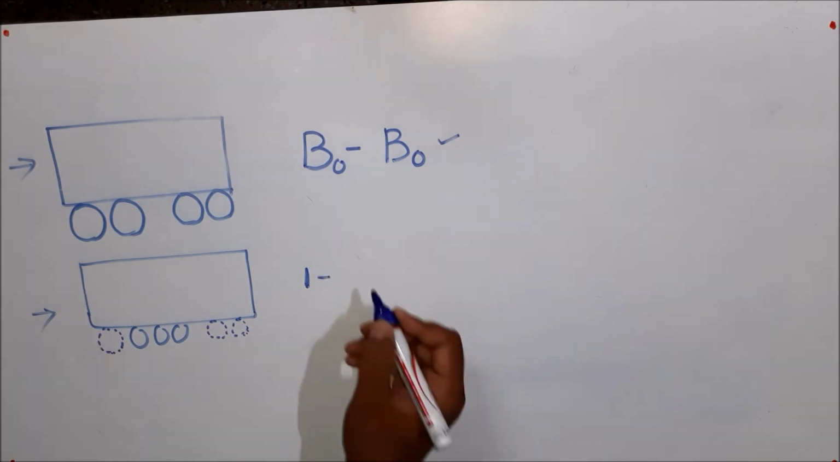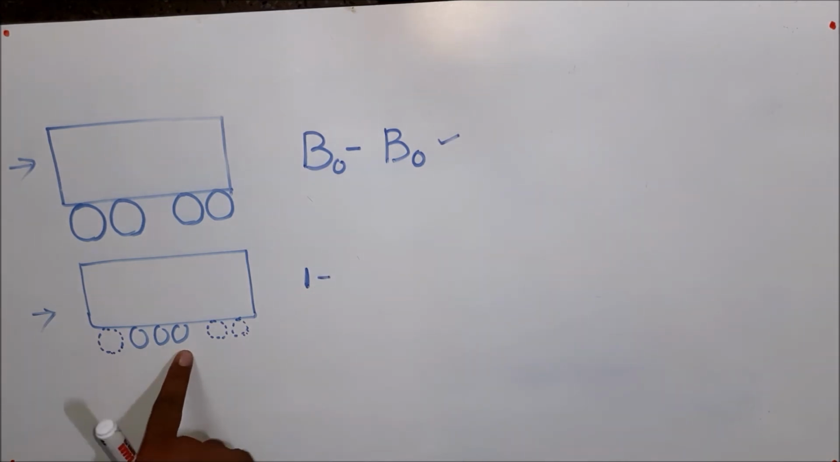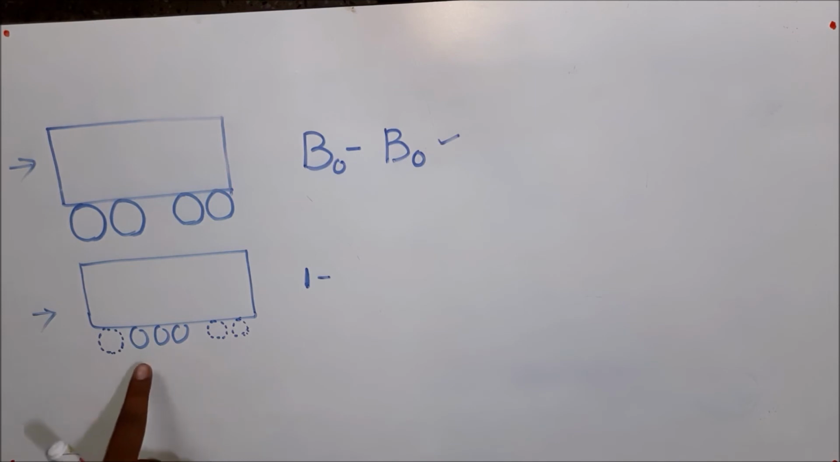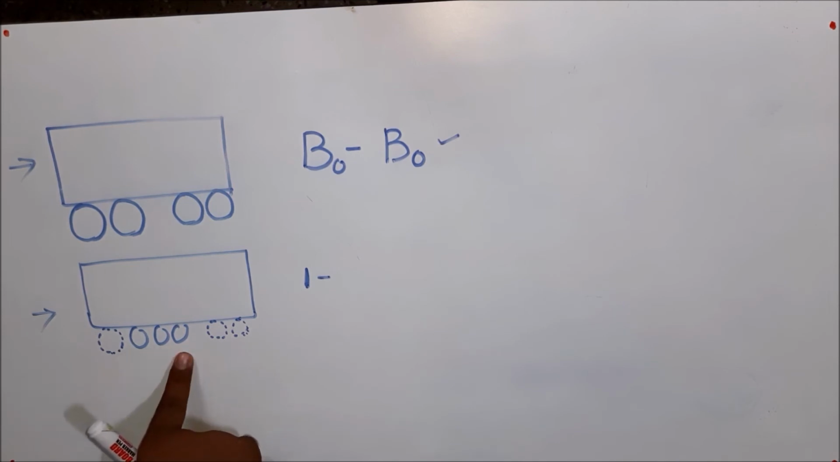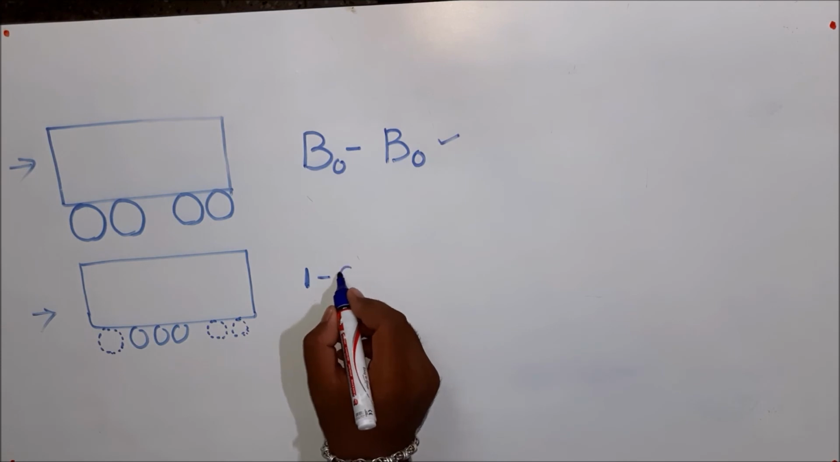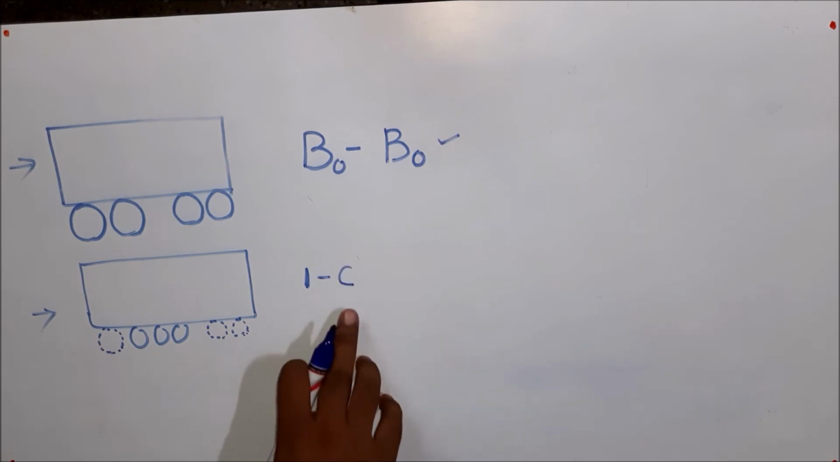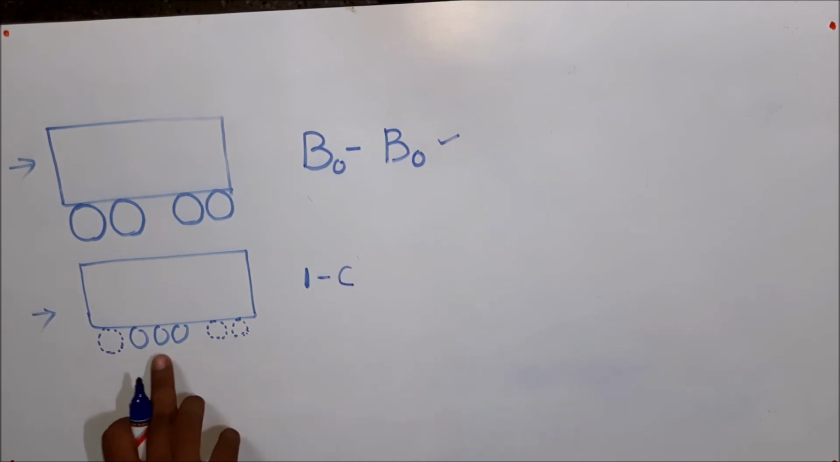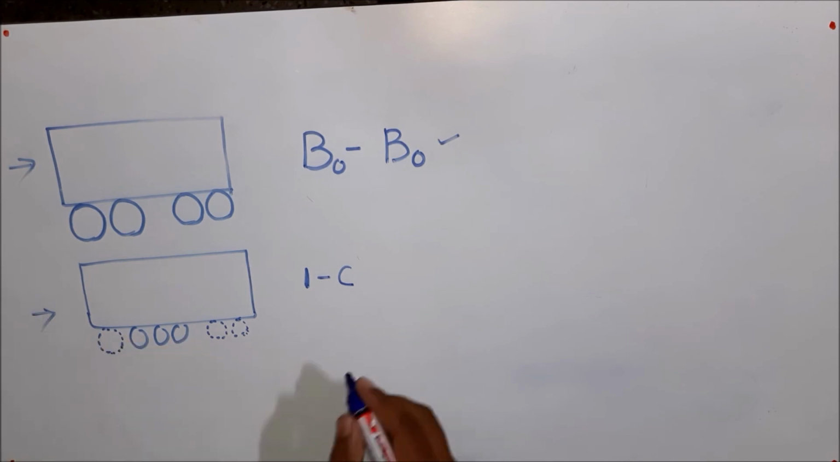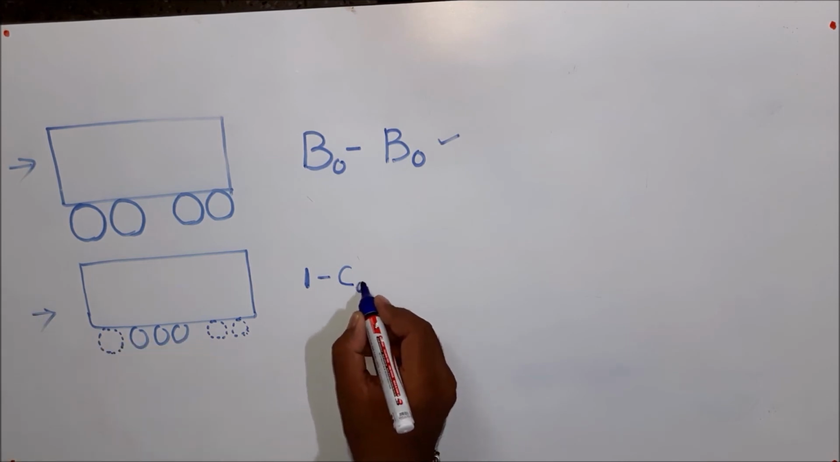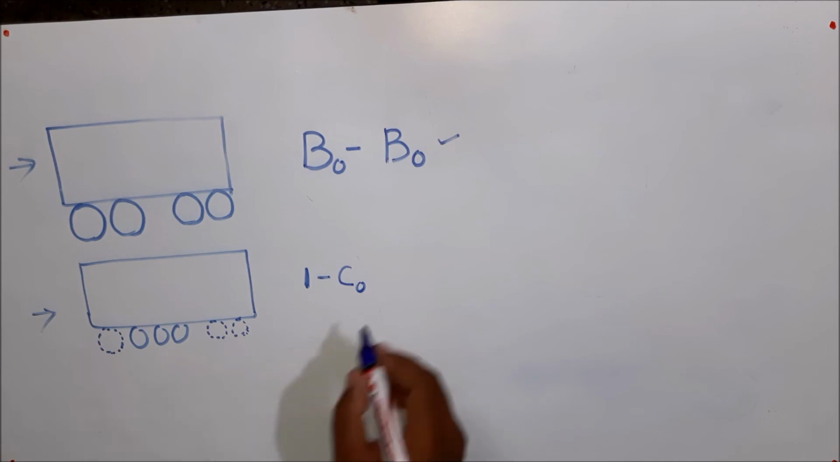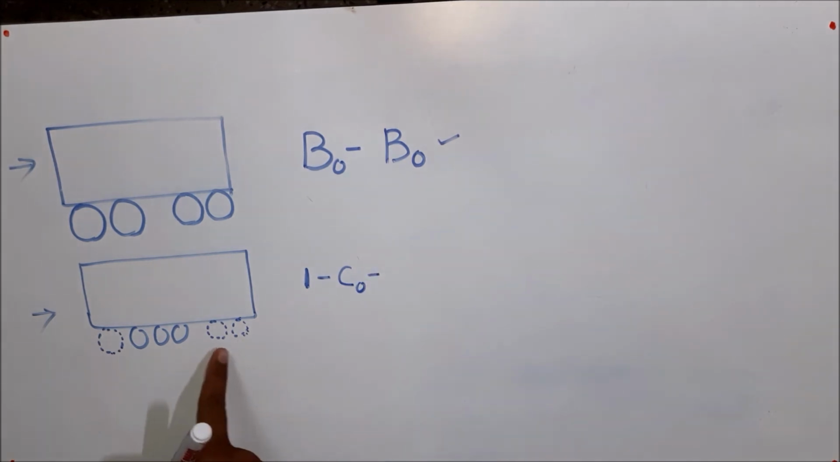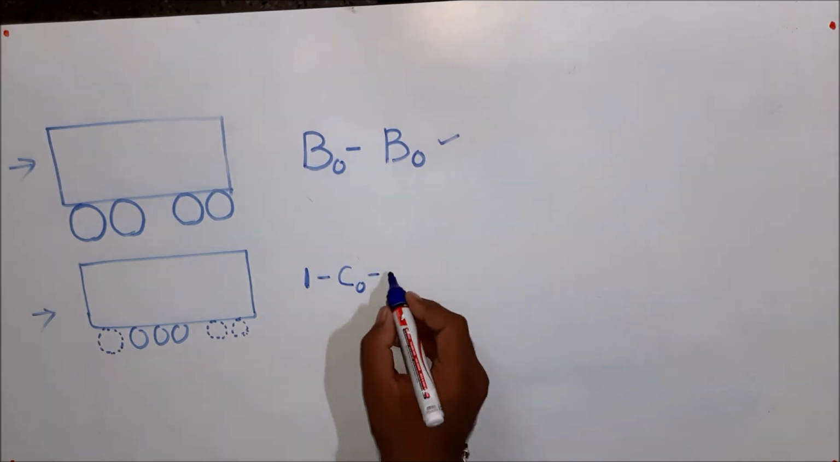Then hyphen. You can see 3 solid axles and 3 solid wheels. That means 3 individual drives. It is C, and C means all are individual, so we have to use subscript O. So C0. And hyphen again. And we have 2 dummy axles, so write 2 here.